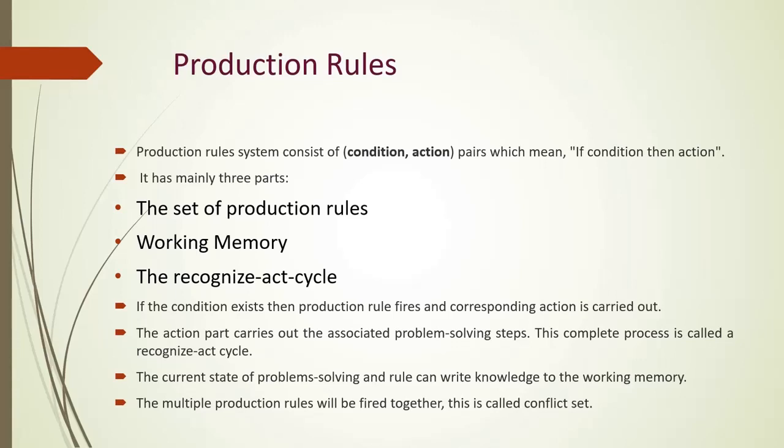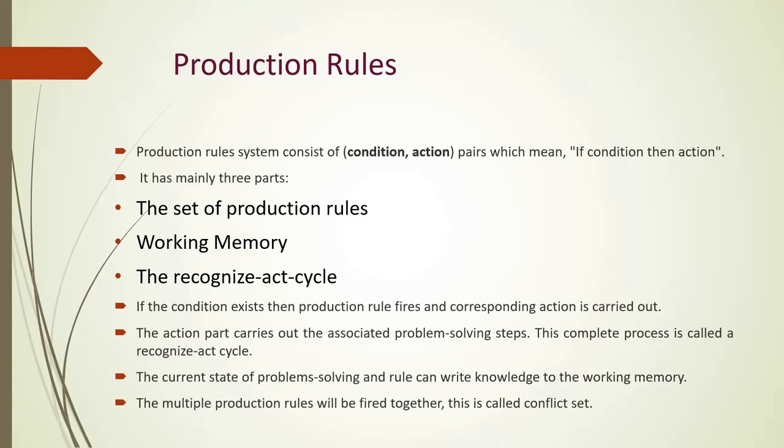In production rules, the agent checks for the condition, and if the condition exists, then the production rule fires, and the corresponding action is carried out. And here the condition part of the rule determines which rule may be applied to a problem, and the action part carries out the associated problem-solving steps. The complete process is called the recognize-act cycle.